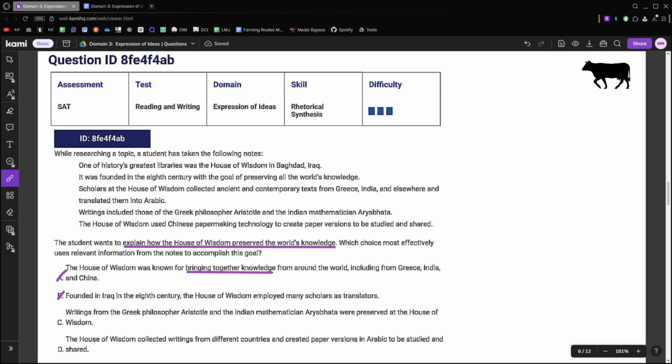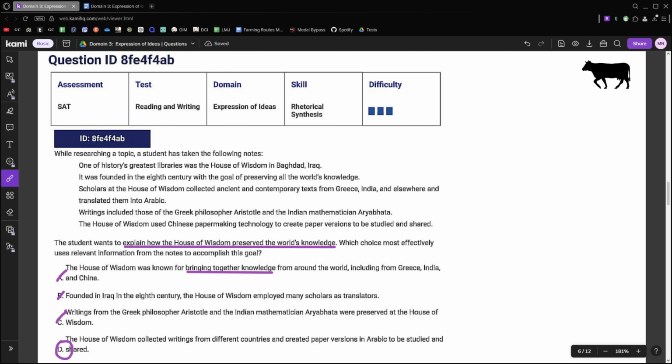C. Writings from the Greek philosopher Aristotle and the Indian mathematician, that guy, were preserved at the House of Wisdom. Thanks for telling me that the knowledge was preserved. How was it preserved? It doesn't answer the question, so C will be wrong. Obviously D will be our answer because it's the only one left, but let's go ahead and check it.